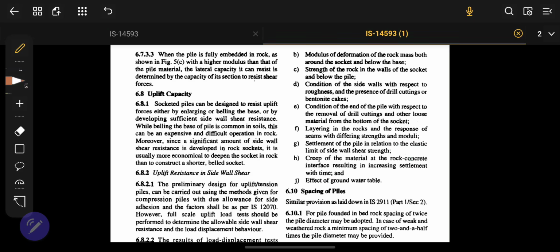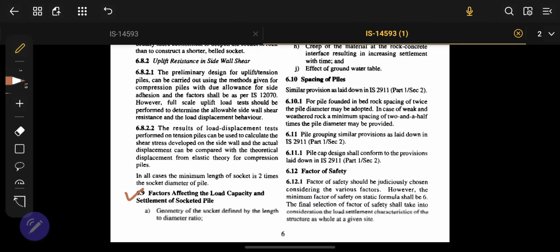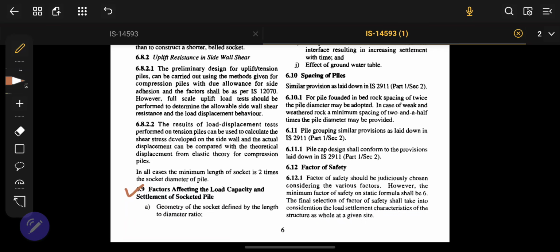Settlement of the pile in relation to the elastic limit of the side wall shear strength. So if your settlement is more than the side wall shear strength limit, then there will be some plastic deformation. If it is not, then there is mostly no problem. Creep of the material, effect of the groundwater table. Spacing of the piles, you can read Part 1 Section 2 of 2911. Pile grouping, also the same. Pile cap design. Factor of safety recommended for the rocks is 6.